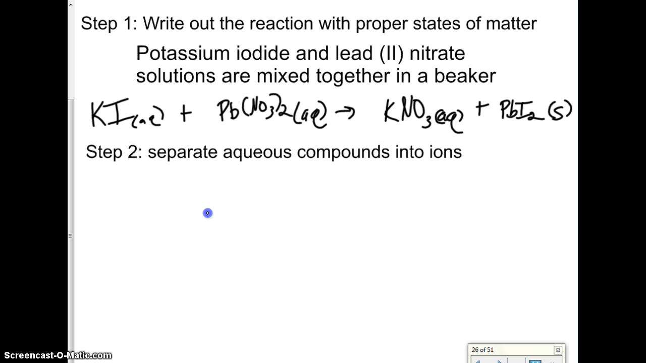Okay. Once we're done with that, our next step here is to break our compounds into their ions as long as they're aqueous. Aqueous means it is ionizing. Ionizing means it's breaking into ions in solution. And actually, technically, our first step should be to balance. Okay, so once it's balanced, then we can separate into our ions.